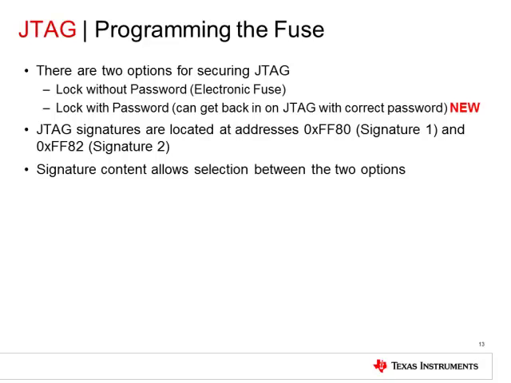Programming the JTAG fuse is achieved by writing to the JTAG signature located at addresses FF80 and FF82. The content of these locations varies depending on whether the user would like to secure the device such that only BSL access is possible, or secure the device with a unique password that can then be supplied via the toolchain to open the device. The pros and cons of these 2 options are discussed in the next slide.